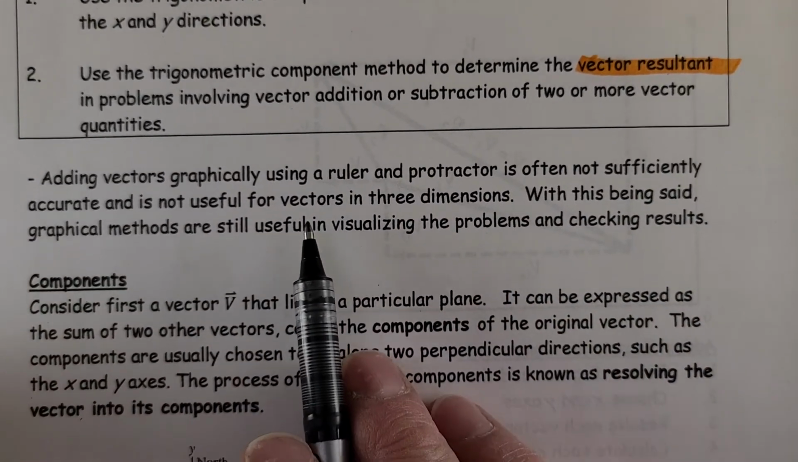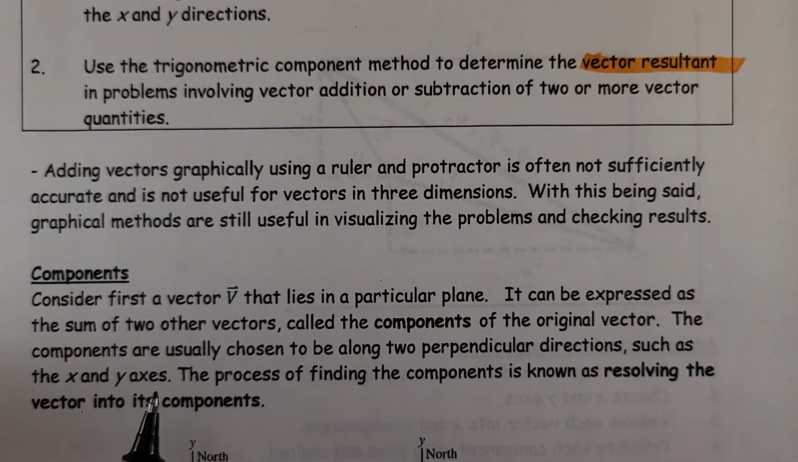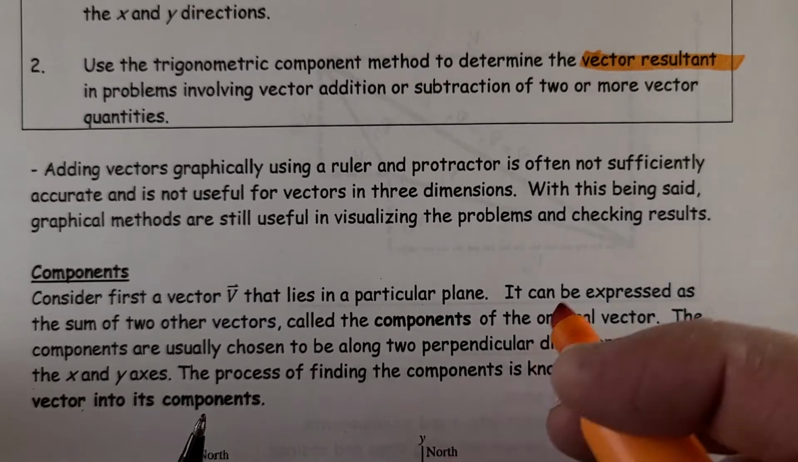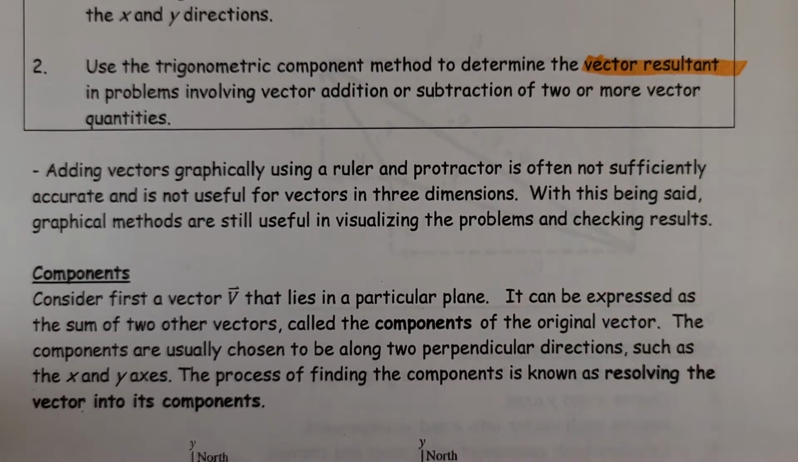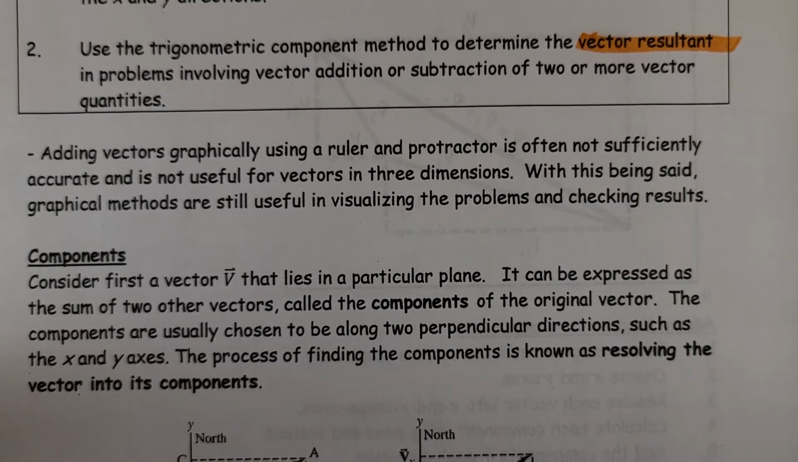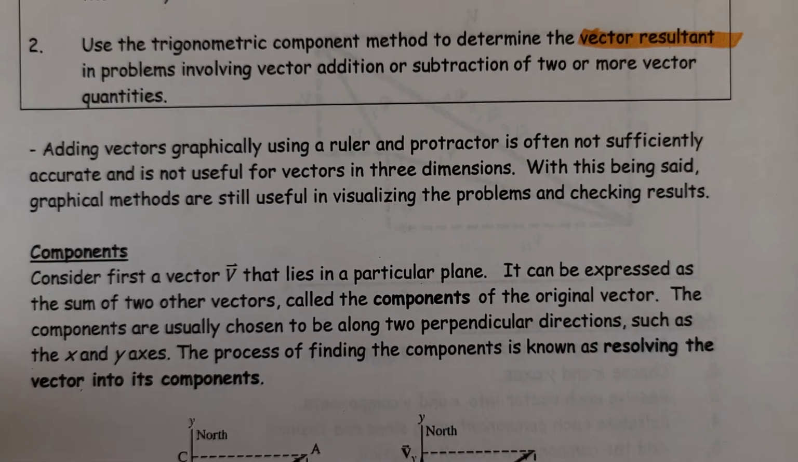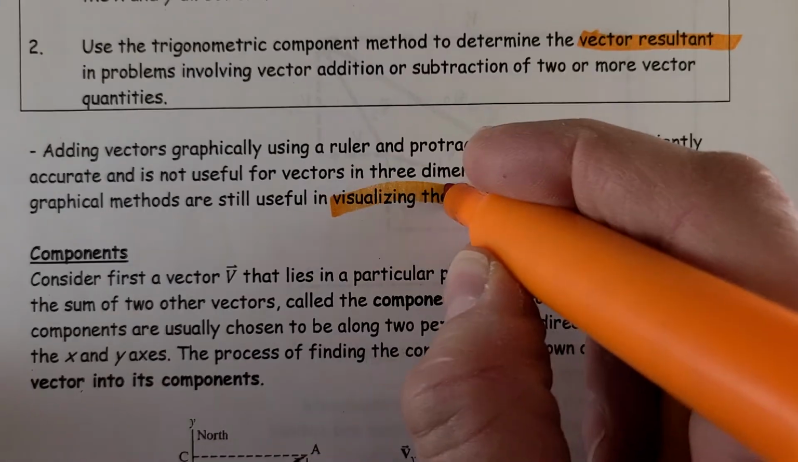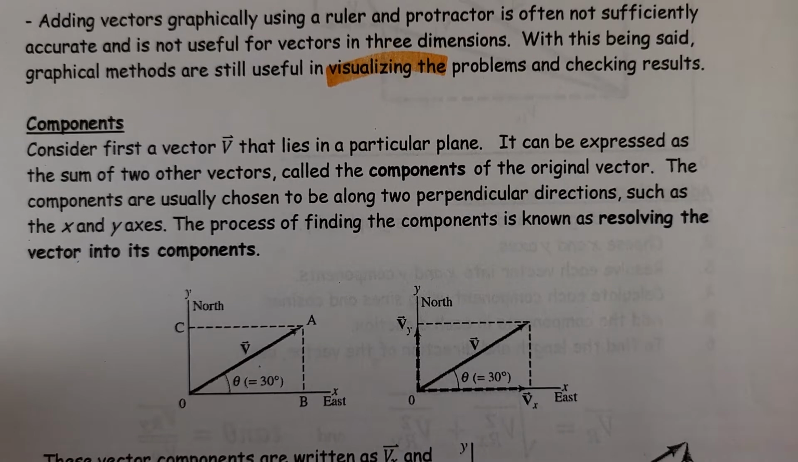Adding vectors graphically using a ruler and protractor is often not sufficiently accurate and is not useful in vectors in 3 dimensions. You may have noticed, comparing answers with a buddy, that drawing scale diagrams you were likely off a little bit. That being said, graphical methods are still good for visualizing problems, but they don't give the greatest answers, especially if you're comparing with other people.